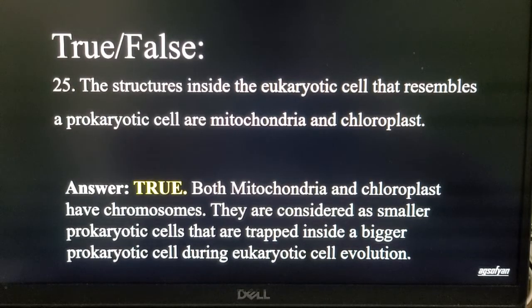So mitochondria and chloroplast very much resemble the prokaryotic cell structure. They have chromosomes, but no nucleus. Mitochondria, chloroplast, and prokaryotic cells do not have a nucleus.